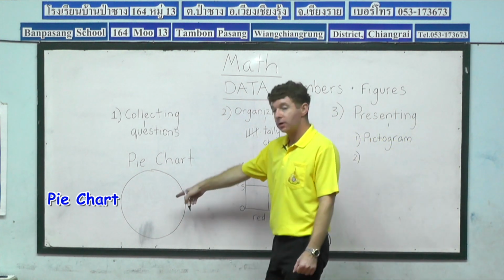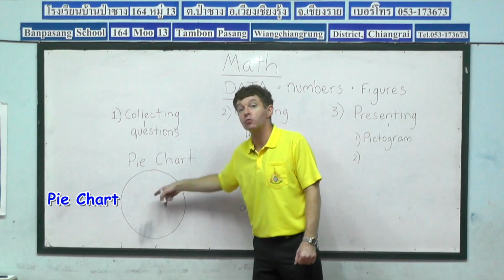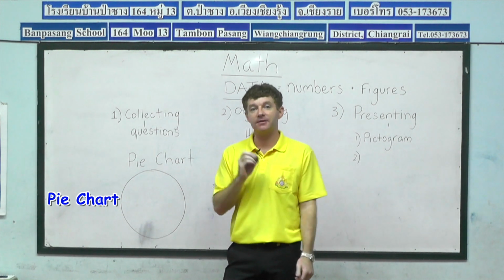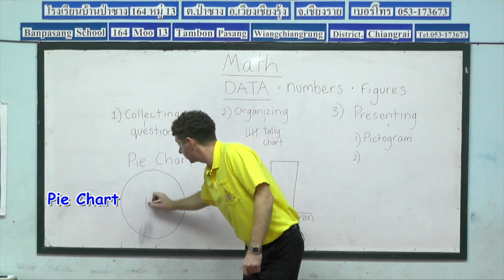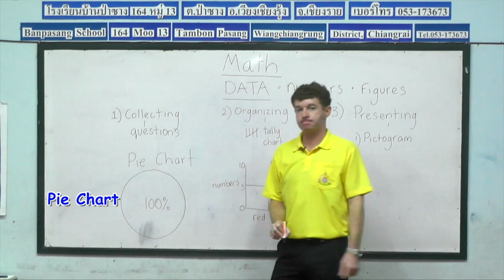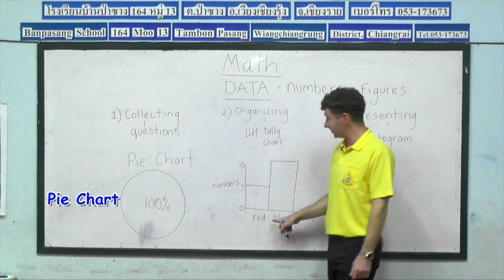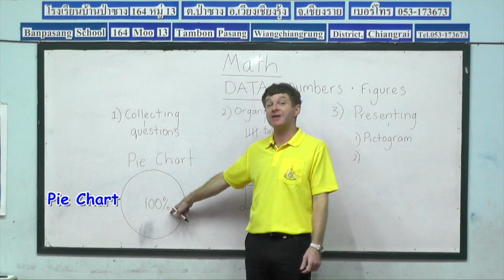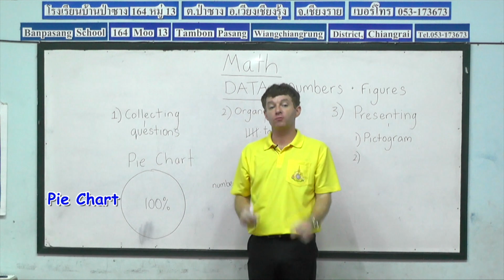And then what we do, instead of using bars like in a bar chart, a pie chart will represent data judging by the sizes of the different slices of pie. But the entire pie will always be 100%. So what's different between bar chart and pie chart? Whereas bar charts represent numbers, pie charts represent percentage. The entire pie is always 100%.